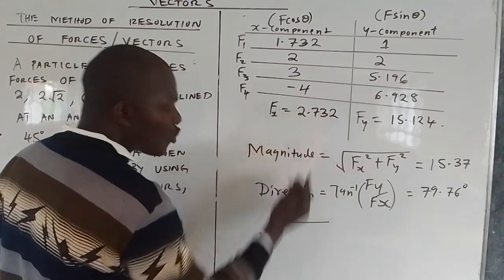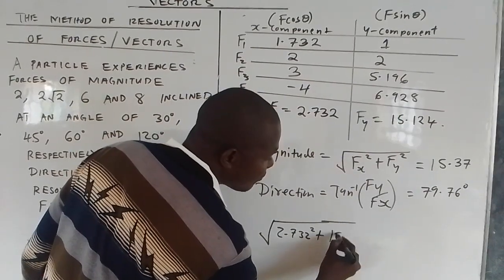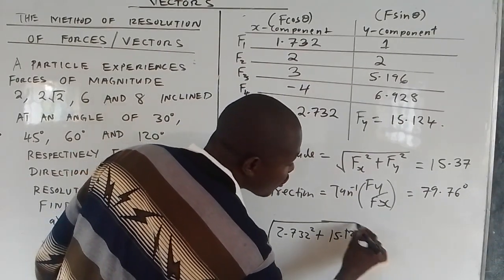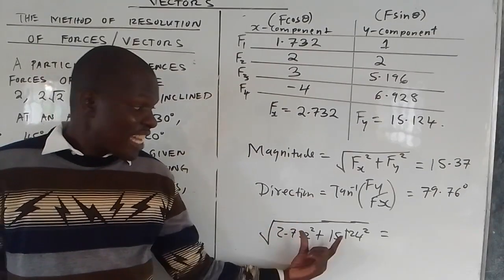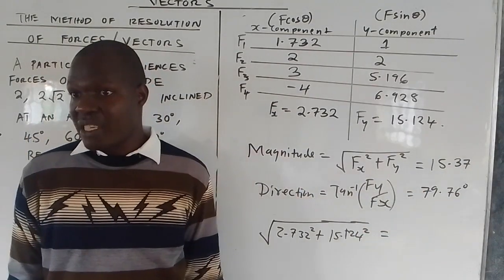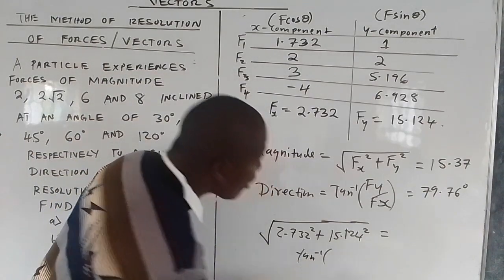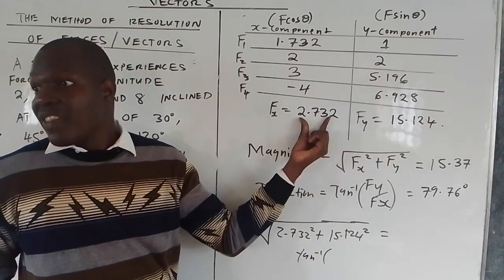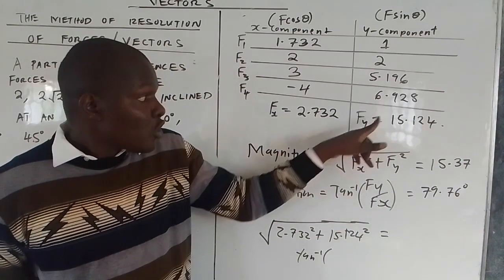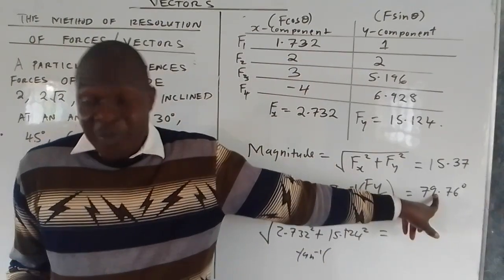So you see, when you are going manually, for the manualist, you are going to look for the square root of 2.73 squared plus 15.124 squared. This is what the manualists are going to do, isn't it? And when you do this manually, you are going to get the same answer. Are we together? Then you are going to look for the tan inverse of y over x, 15.124 divided by this. There you are advantaged because both of them are positive, meaning they are in the first quadrant. So you will get it from the calculator directly.